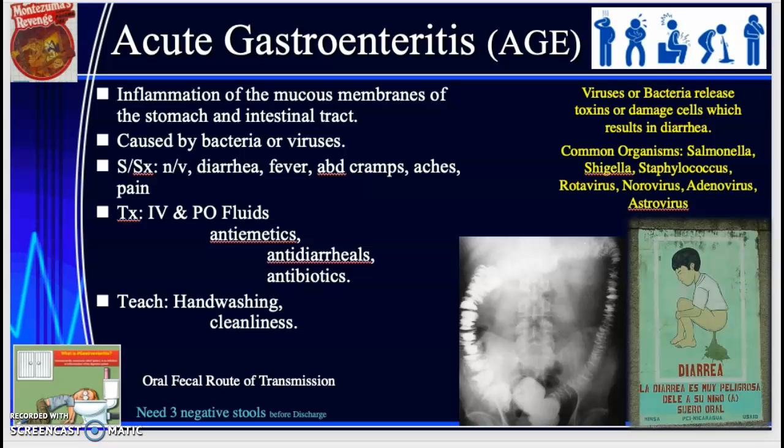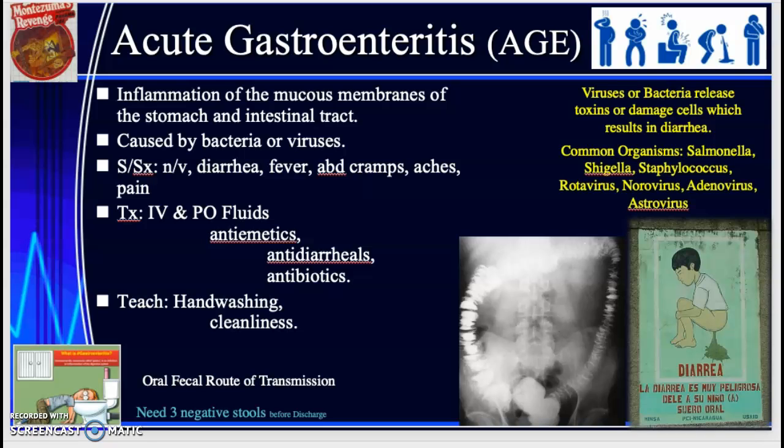The treatment, you want to give them fluids because often they will be dehydrated. If they have nausea and vomiting, we'll give them antiemetics. Now, this is a little controversial because often, initially, the doctor will want them to evacuate the bowel to get rid of the causative organism. But then once that is gone, then they may give them antiemetics to stop the nausea and vomiting or antidiarrheals to stop the diarrhea. And then if it's caused by a bacteria, they'll also give them antibiotics after they get a culture and sensitivity.